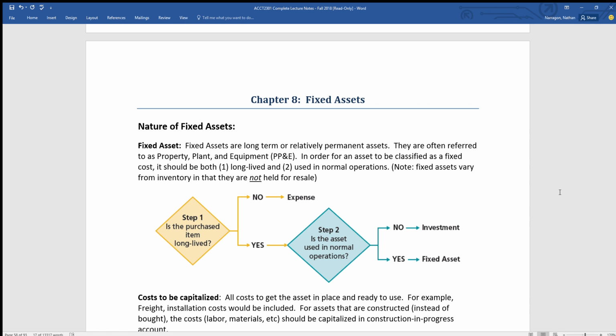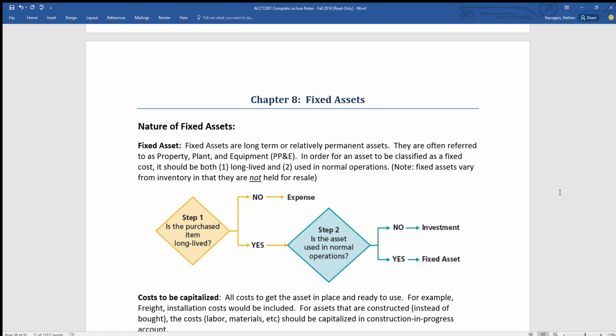Now, these assets are basically known as long-term assets. They are anything that we're going to keep for a very long term, and it's going to be used in normal operations. So we have to watch out whether it could be an investment or not. We basically classify these as property, plant, and equipment. So again, buildings, any factory, any equipment involved in the normal operations.